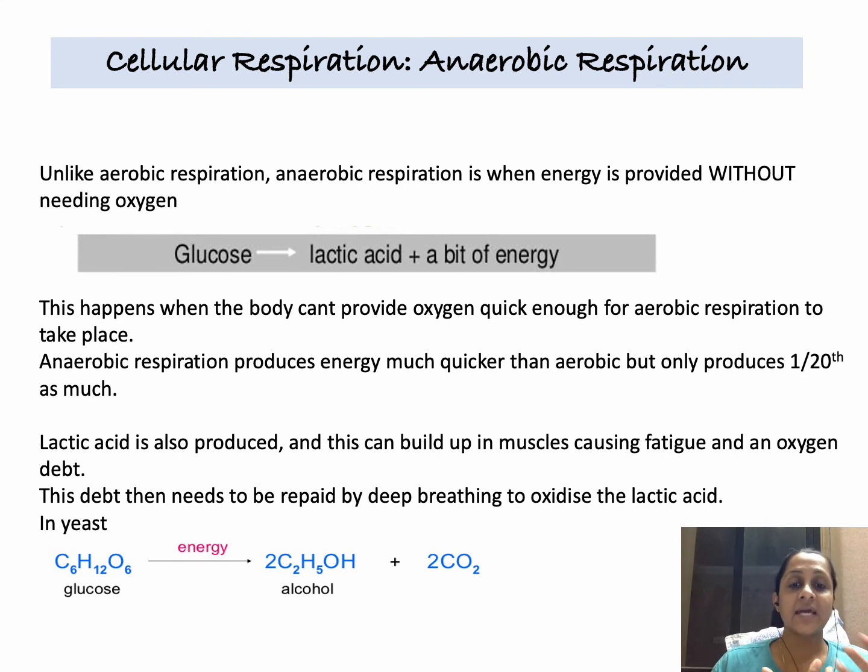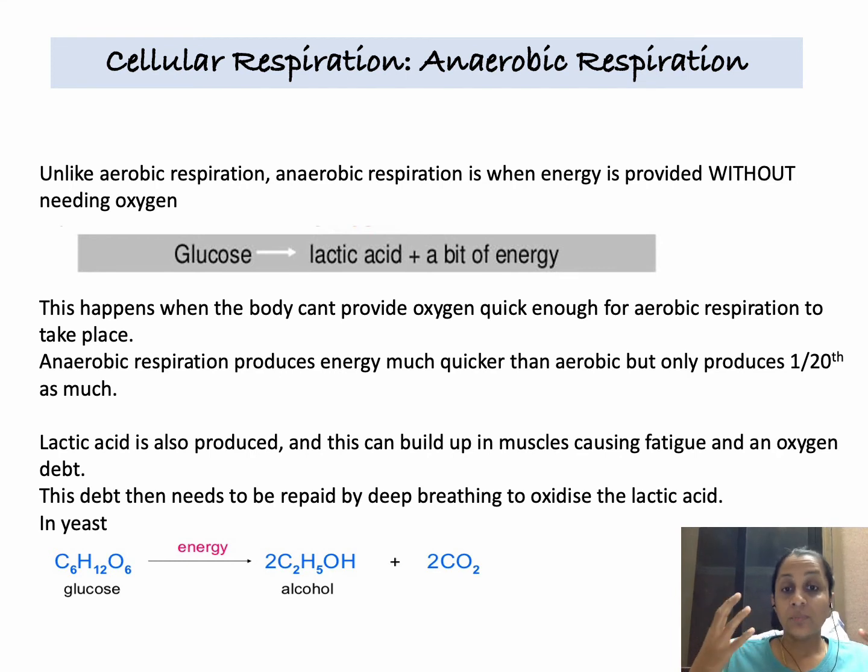So muscle cramps are actually a result of oxygen debt, when you don't have enough oxygen in your body and lactic acid is being produced. So you will have to again oxidize this lactic acid, that is, you need to supply oxygen to this lactic acid, which will again turn into carbon dioxide and water.